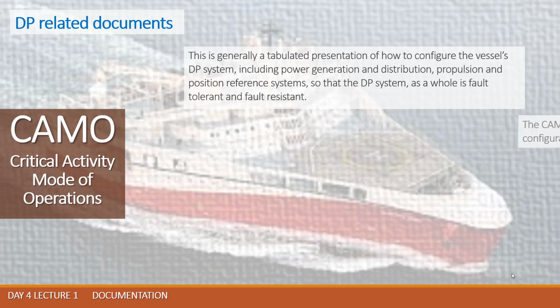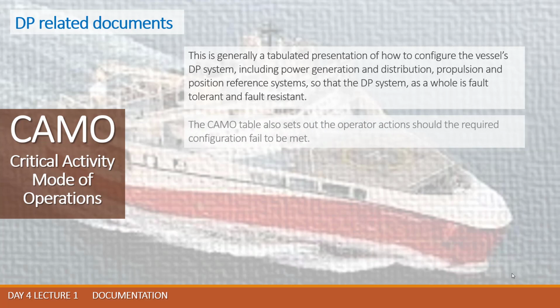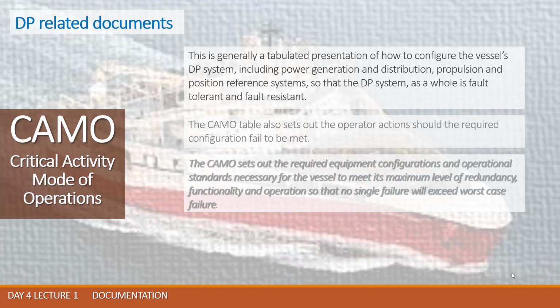The CAMO sets out the required equipment configurations and operational standards necessary for the vessel to meet its maximum level of redundancy, functionality, and operation, so that no single failure will exceed worst-case failure. The CAMO configuration should be the default operational mode for a DP vessel when conducting activities deemed or identified as critical.